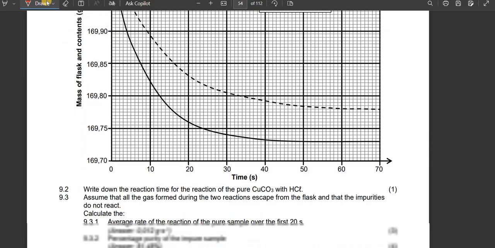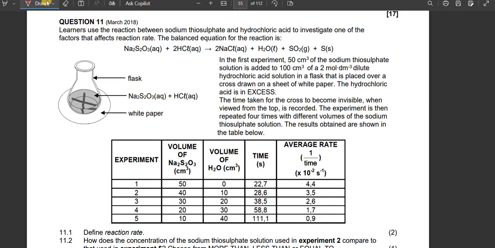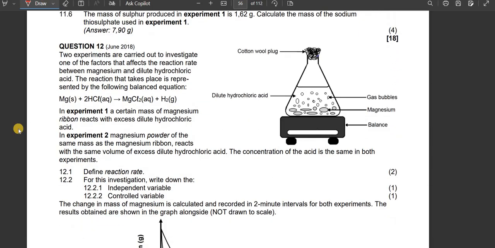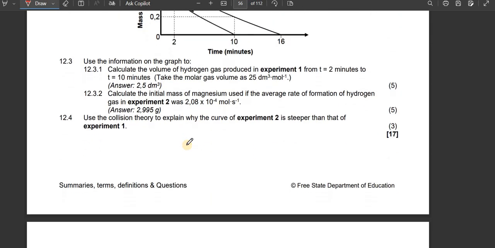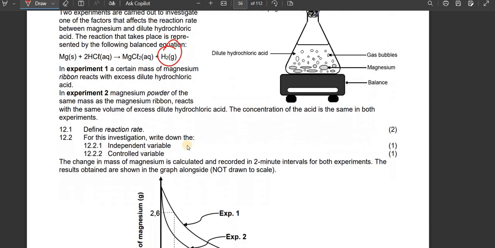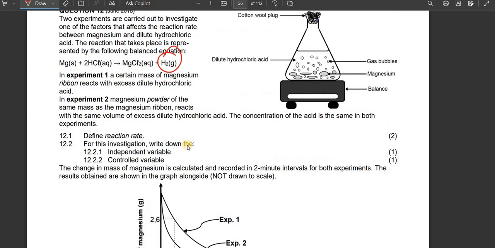So in each question that you're going to look at, for now it's not going to be something that is new to you. You should understand immediately and be able to interpret, but you need to do a lot of questions. Even here it's still a gas forming reaction, but they're using a mass balance. So if the graph is decreasing like this, it tells us that they're looking at the amount of something that is decreasing as the gas is escaping.